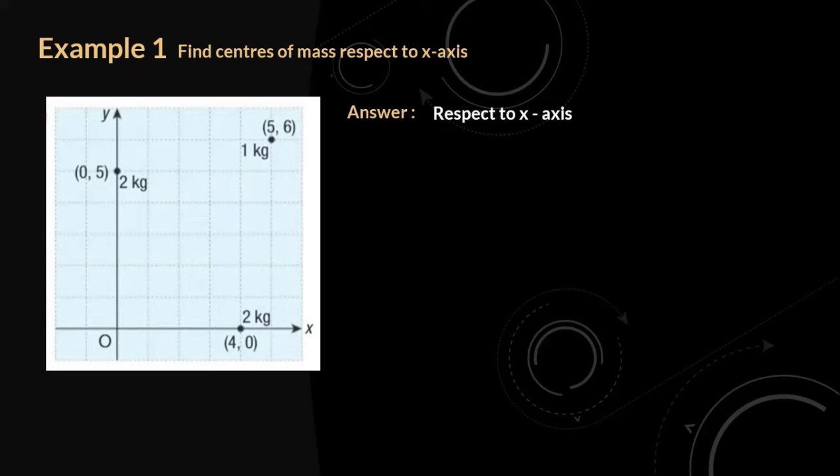With respect to x-axis, we found that there are three masses on this diagram. We call that M1 equals 2 kilogram, M2 equals 2 kilogram, and M3 equals 1 kilogram. Very clear, right? Okay, now we're going to M1. Please focus on M1. For M1, we found x1 equals 4 units on x-axis.